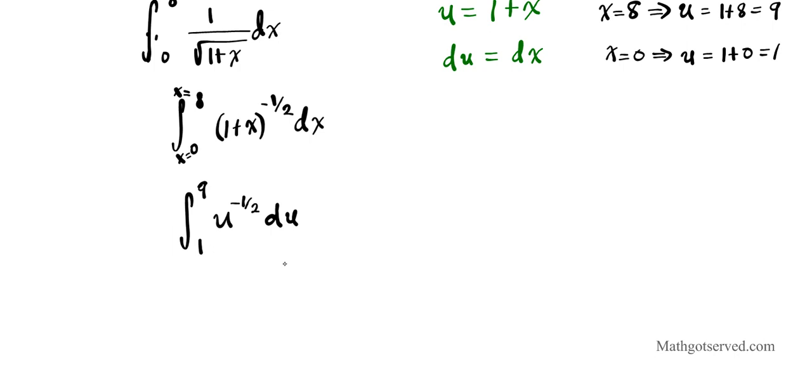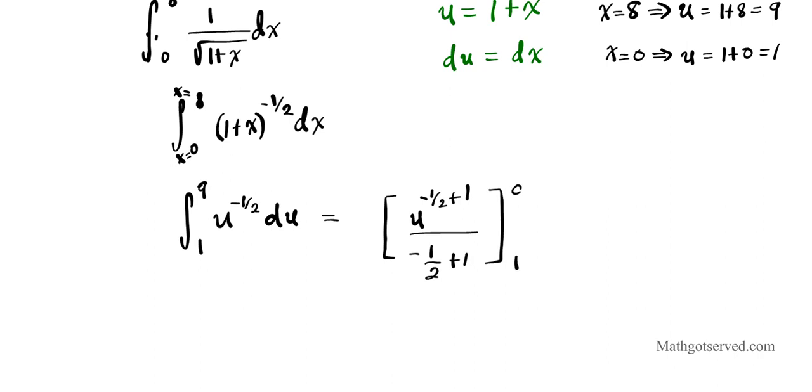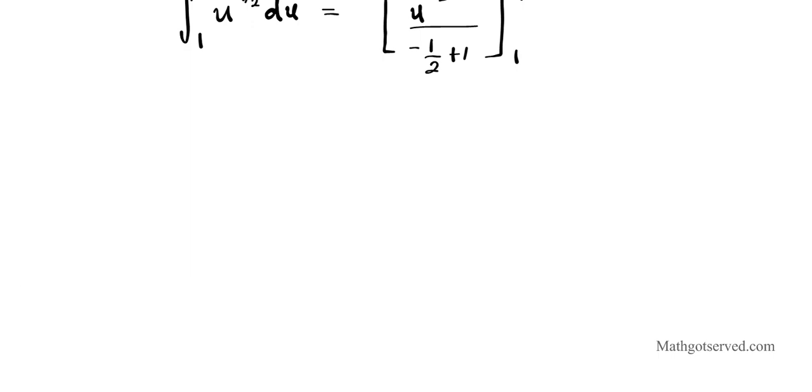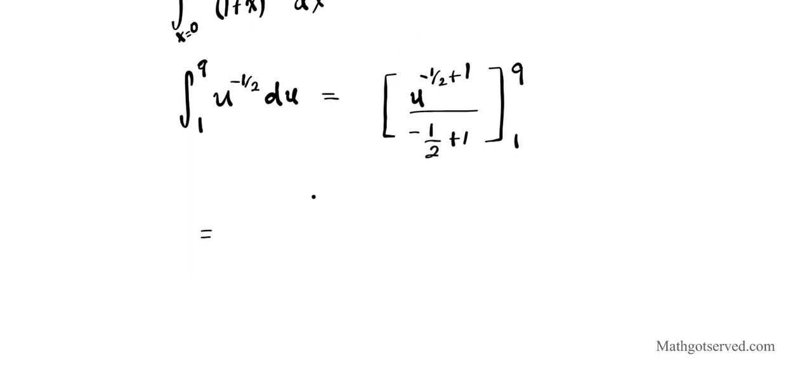It looks much nicer. Now using the integration rule, we're going to integrate this. This is going to become u to the negative 1/2 plus 1. Negative 1/2 plus 1 is simply, well, let me just show you the steps: negative 1/2 plus 1 over negative 1/2 plus 1, evaluating that from 1 to 9. All right, and now what does that yield? It's going to become u to the 1/2 over 1/2 evaluated from 1 to 9.